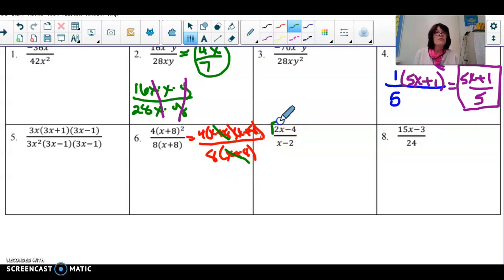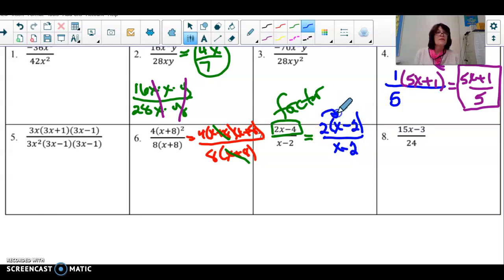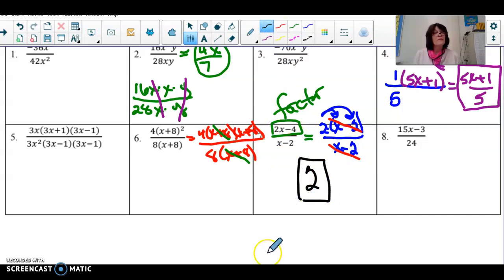So what I'm going to have to do is what we did last chapter, and factor this. I'm looking at 2x minus 4, and I'm going to factor it. So I'm going to take a 2 out. I'm not doing anything to my denominator. This is still 2x minus 4, right? But I wrote it as a product, 2 times x minus 2, so that I could see if there's anything that could cancel, and there is. This entire x minus 2 can cancel. My final answer is just 2.